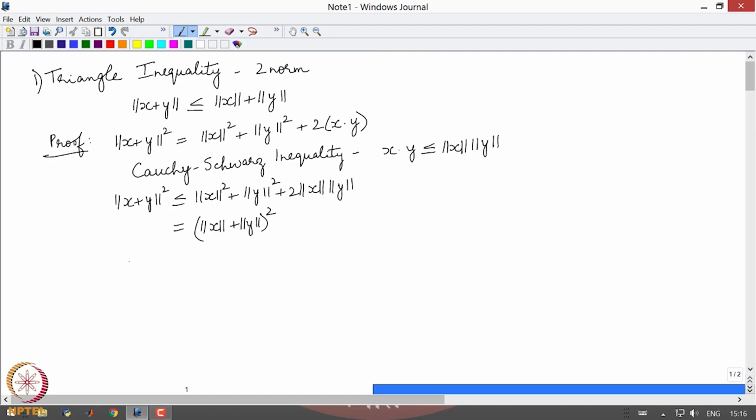Now, if I take the square root on both sides, and assuming we are taking only the positive sign, norm of x plus y is less than or equals to norm x plus norm y. So, this proves the triangle inequality. So, now going to the second problem.